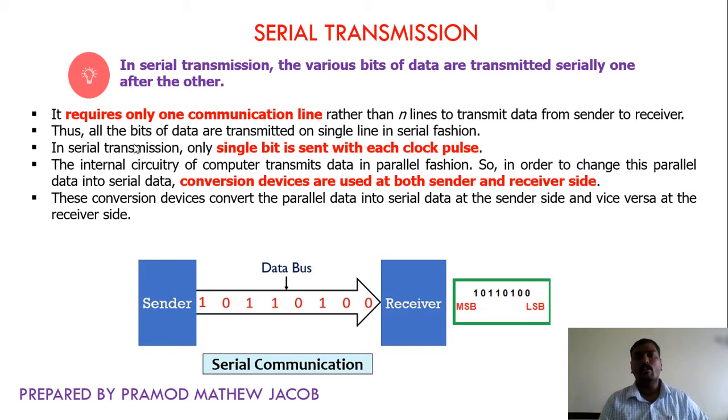The internal circuitry of a computer transmits data in parallel fashion, so we have to use a parallel to serial data converter at both sender and receiver sides. The conversion device converts the parallel data into serial data at the sender side, and the serial data is transmitted and received at the receiver side. This received serial data should be converted again to parallel data so that the computer at the receiver end can use it. So on the sender side a parallel to serial data converter is used, and a serial to parallel data converter is used at the receiver side. This is how serial transmission takes place.